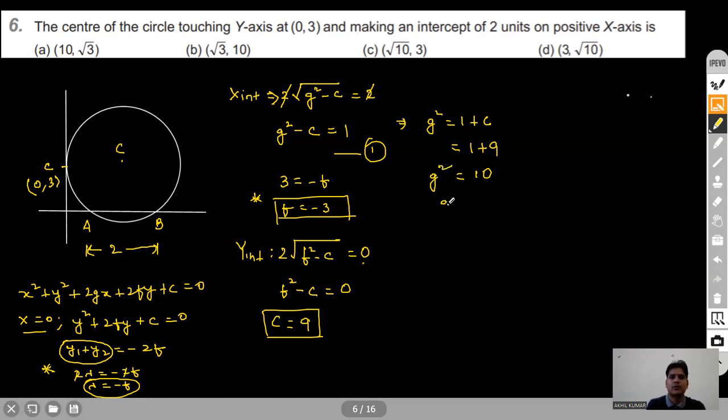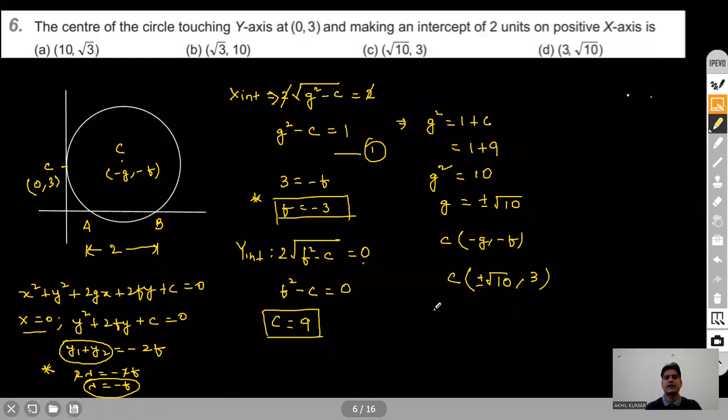Okay. So what will be g? g will be plus minus under root 10. So what will be the center for this circle? The center will be minus g comma minus f, right? That will be minus g, which means minus of plus minus root 10, upon minus f. Minus f will be equal to 3. So this will be the coordinates of the center.